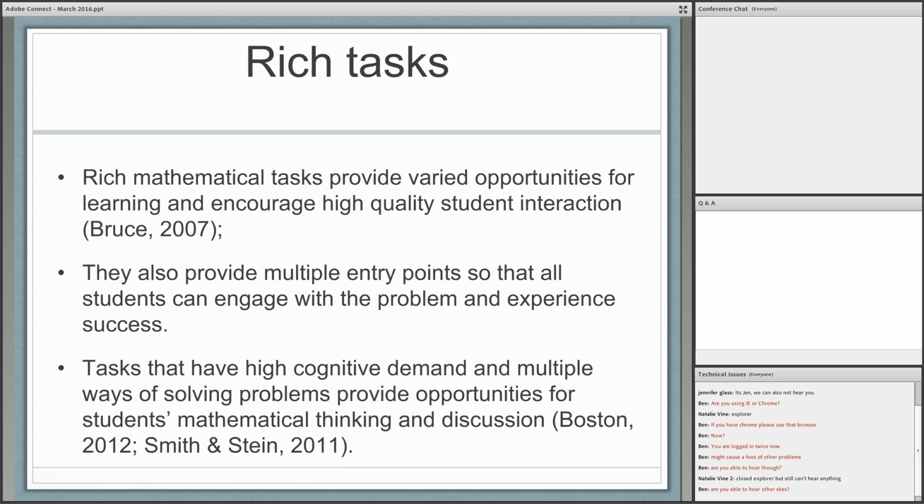A lot of researchers have been talking about tasks that have what's called high cognitive demand. So the kinds of tasks that really are engaging, don't have an immediate answer, and allow for different approaches and different ways to solve that. They allow for discussion. They allow for time to be able to explore it. They allow for us taking a break and thinking about it and then coming back to it.